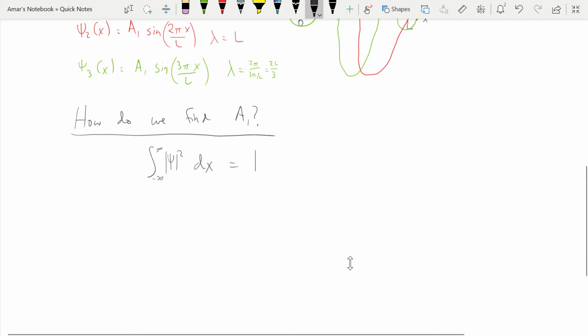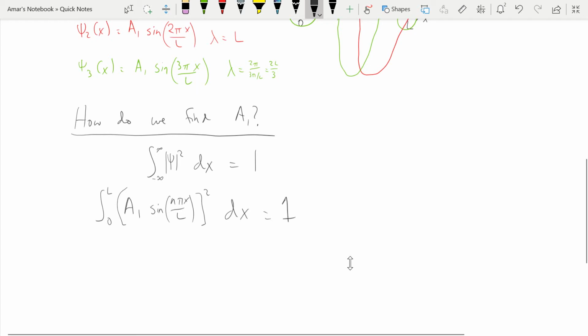And we look at this function psi squared. All right, so this is going to come out to something like this. We have to do the integral from x equals 0 to x equals L of psi squared. So psi squared is going to be A1 times sine of n pi x over L, this whole thing squared, dx, equal to 1.